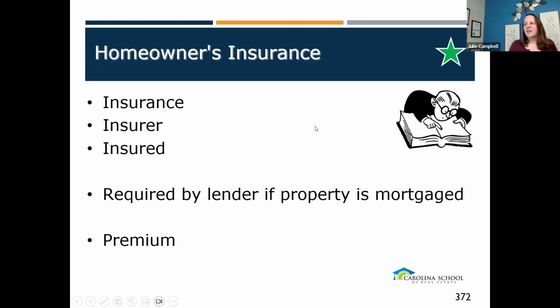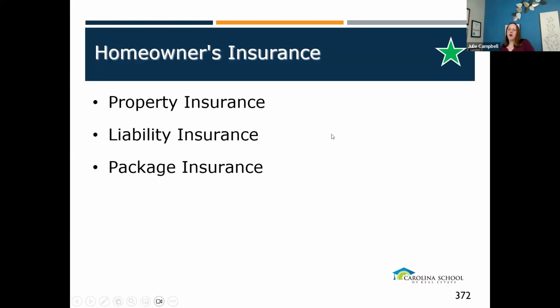The premium is the consumer's cost of coverage. The premium is the insured's cost of coverage. Property insurance is also referred to as casualty insurance. This protects the insured from damage caused by the property, or to the property, I should say. Property insurance covers the insured for damage caused to the property.